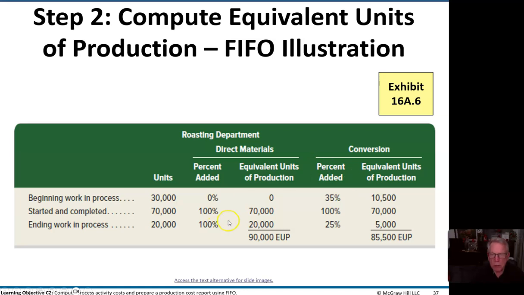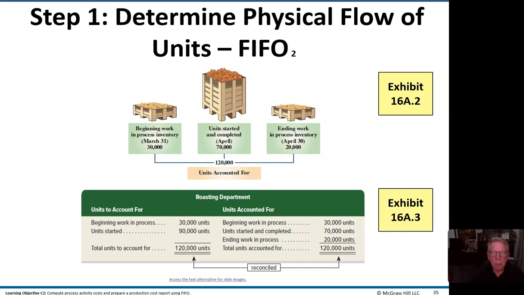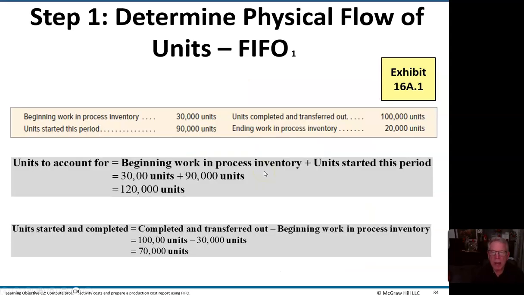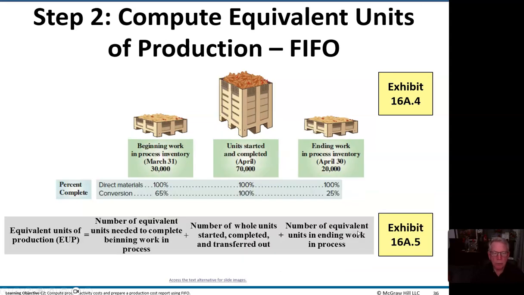So if I look at the numbers here, I'm going to start with my beginning work in process, the 30,000, and the started and completed was 70,000, as you see here and here. And we got that unit started and completed, you may remember, by going back. We had the 100,000 units less the 30,000 units in beginning work in process inventory. So that's where we get 70,000 units.